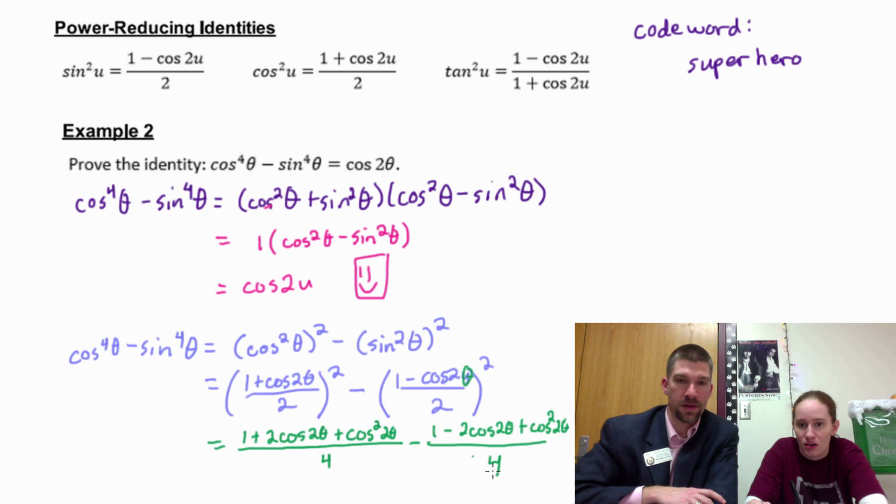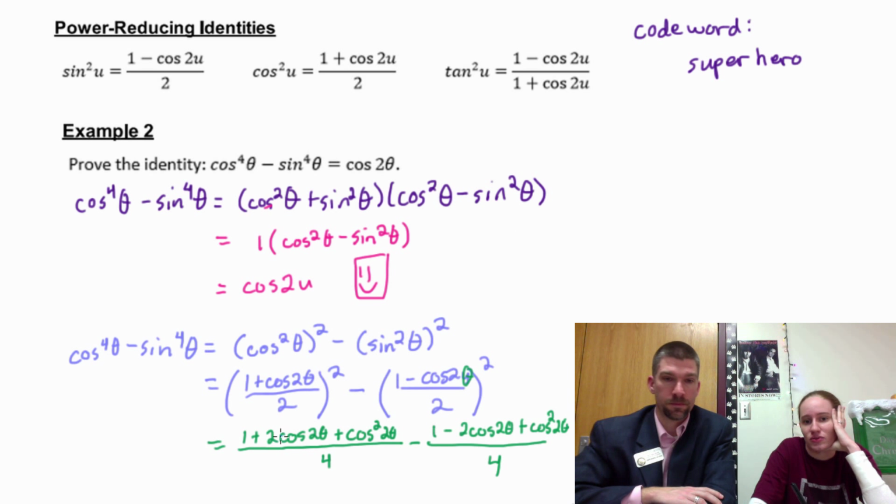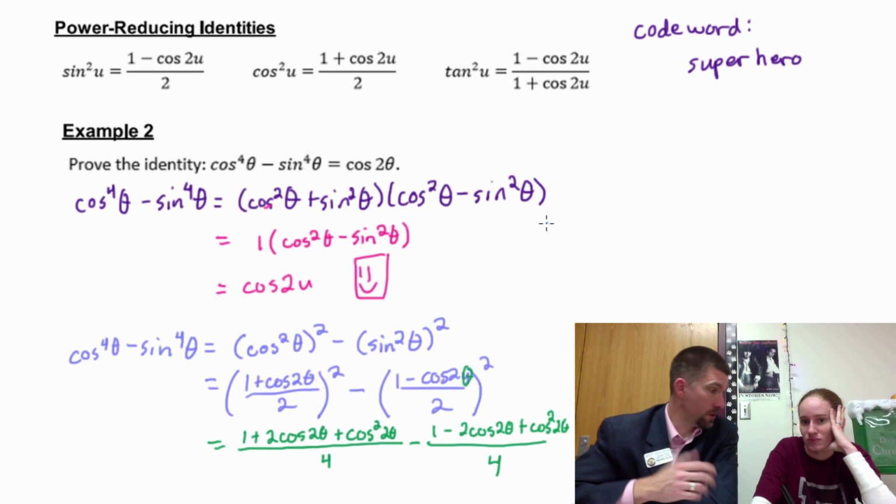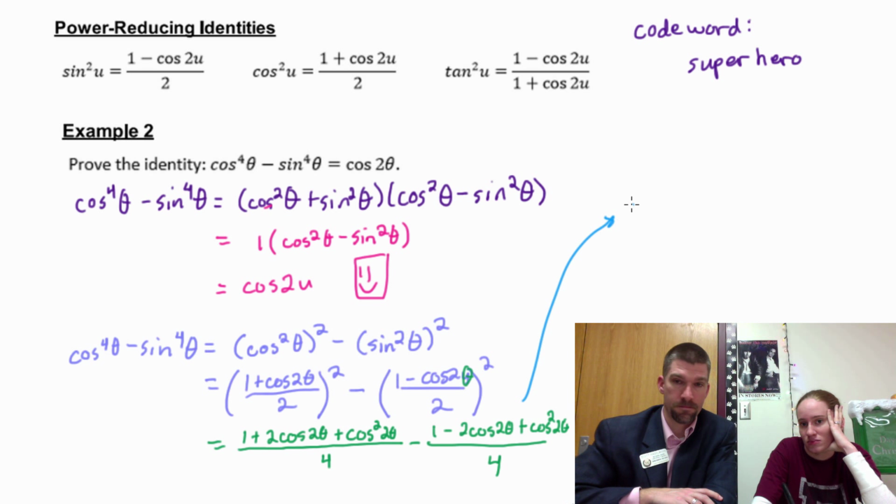Yeah. Dodged that one. Now, there is a common denominator. It's 4. And we are subtracting. Yes. So we have 1 minus 1, 0. We have 2 cosine 2 theta plus 2 cosine 2 theta, 4 cosine 2 theta. We have cosine squared 2 theta minus cosine squared 2 theta, 0, all over 4. And the 4's cancel, so that we get cosine 2 theta.